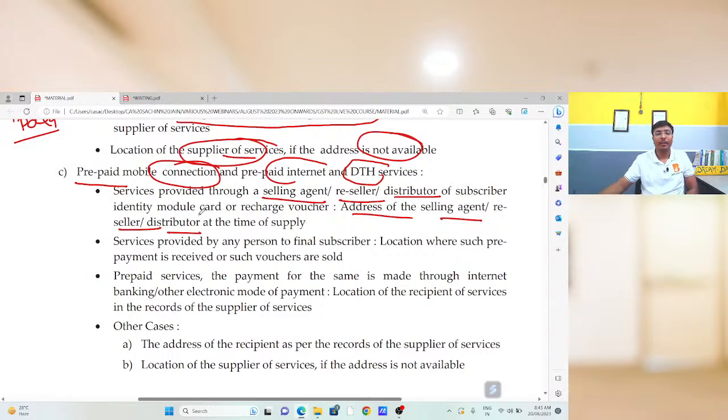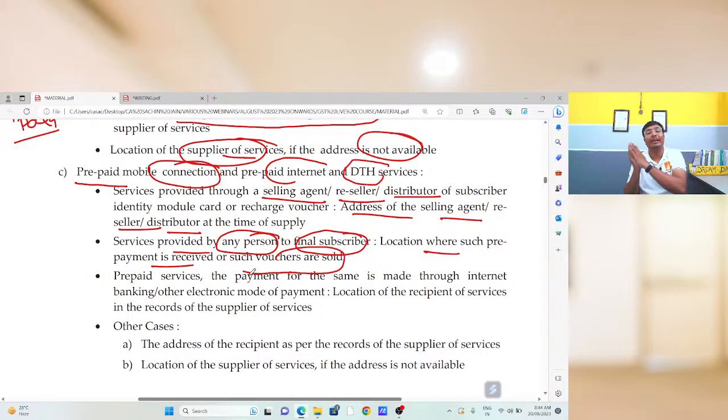Now, for services provided by any person to the final subscriber, the location where the prepayment is received or the vouchers are sold. When that person has got some vouchers from somewhere, if he is going to sell that particular voucher to the final subscriber, in that case the place where the vouchers are sold will be treated as the place of supply.